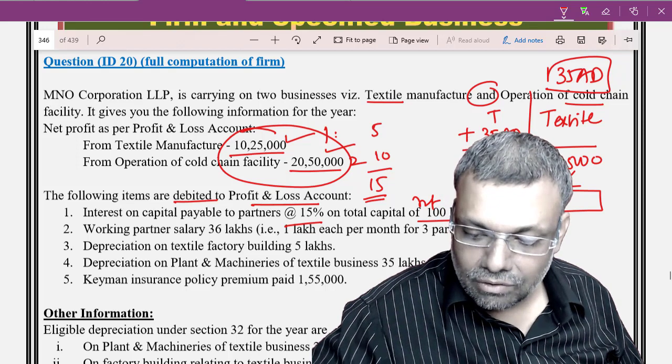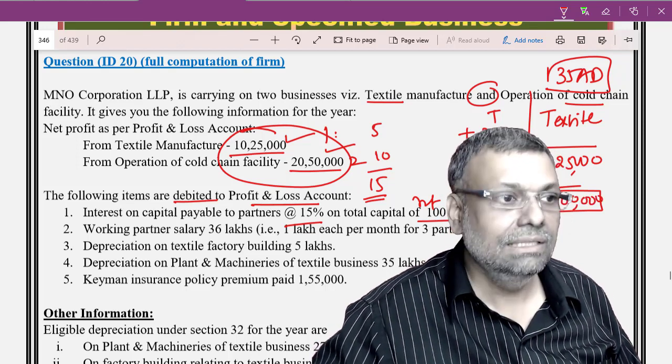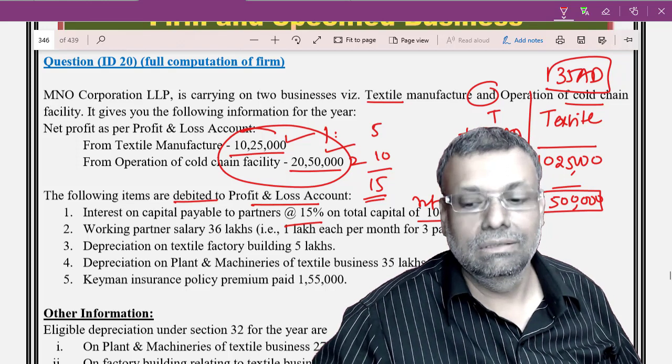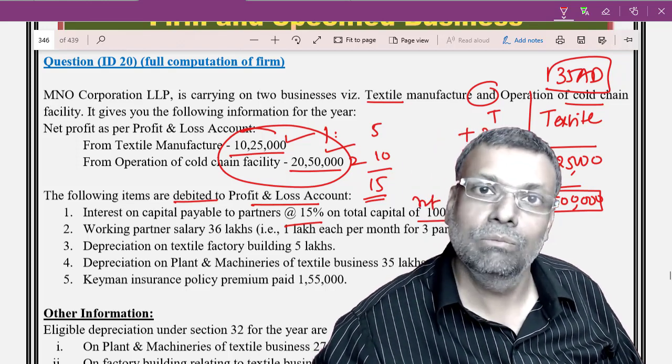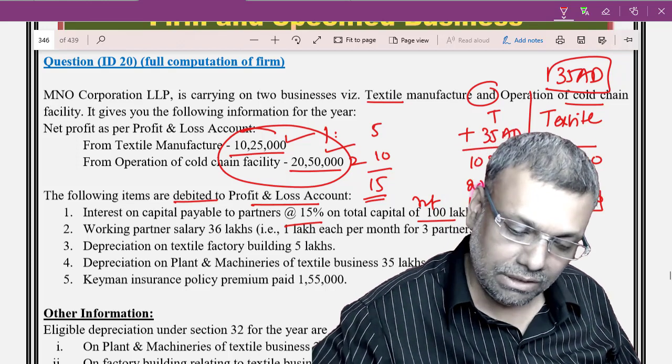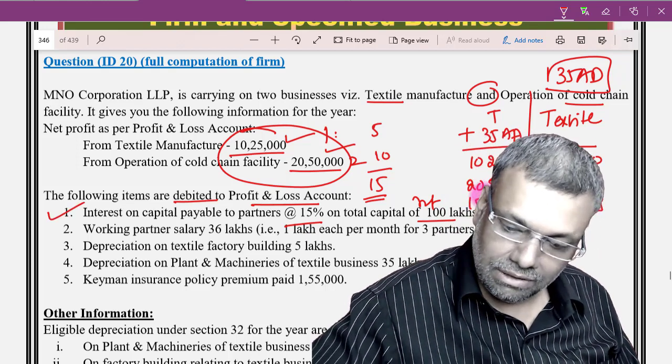So for textile, they will allocate 5 lakhs as interest on capital. So that will be added. Thereafter, similarly for 40B deduction also they will do. But right now I'm going to add total interest, total remuneration. This is how the institute is doing, so I'm just following that.